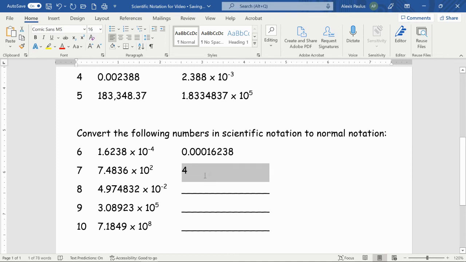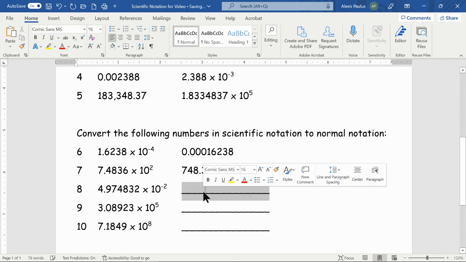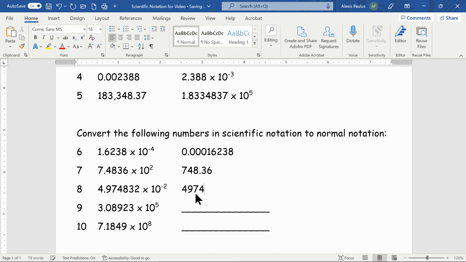All right, let's see. 7, 4, 8, 3, 6. Whoa, that's not what I meant to enter. 7, 4, 8, 3, 6. All right, so the exponent's a +2, which means it's going 2 places to the right. 1, 2. All right, next one. 4, 9, 7, 4, 8, 3, 2. I have a -2 exponent, which means it's going to the left. It's going to go 1, 2 spaces to the left, so that means I have to add 1, 0. Again, 1, 2. I should have 1, 0 in front of the 4, and I do.